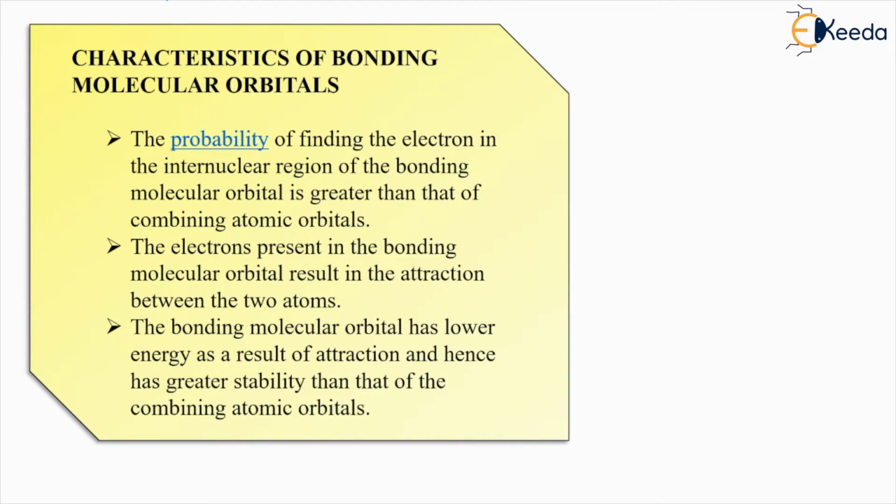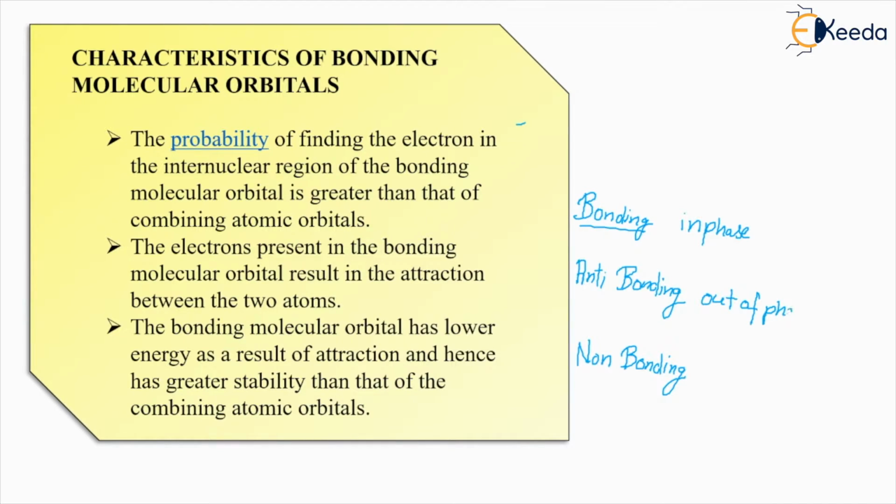Let us see the characteristics of bonding molecular orbit. Now what is bonding? Bonding is nothing but the bond will be strong. Before we see the characteristics, let us just see the three different types of molecular orbits. We have bonding, we have anti-bonding, and the last one we have is the non-bonding. In bonding, they are generally in phase. In anti-bonding, they are out of phase. And this does not have an impact at all.